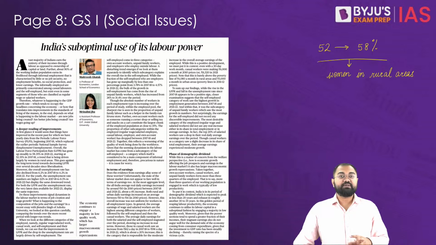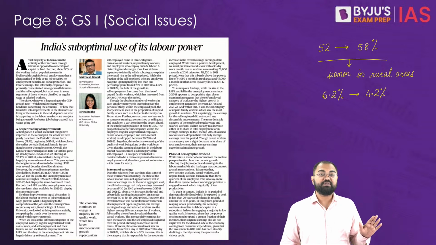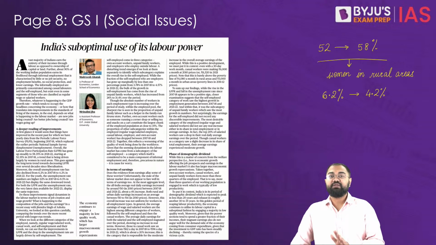Now overall, when it comes to the unemployment rates, what it says is that the unemployment rates have decreased from 6.2% in 2017-18 to approximately 4.2% in 2021-22. So it has decreased from 6.2% to 4.2% in these 5 years, that is between 2017-18 to 2021-22.